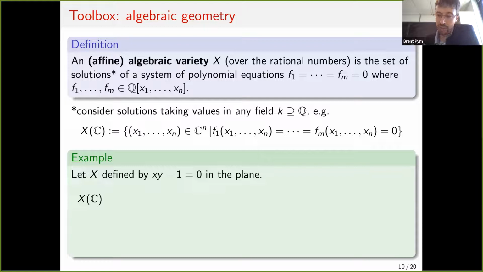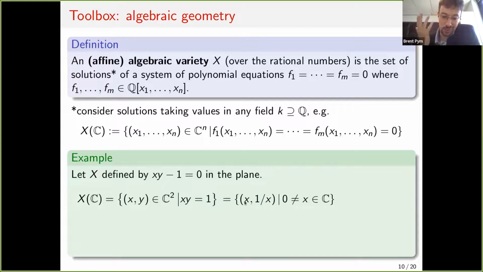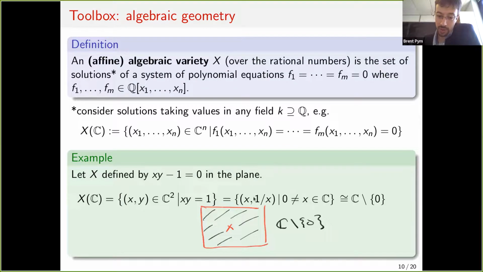What are its complex points? So the definition is that they're the set of pairs x, y of complex numbers such that x times y is equal to 1. Well, as I said, this is the graph of 1 over x. So every pair x, y of this form can be written as x, comma, 1 over x, where x is a non-zero complex number. So at the end of the day, this set is just a copy of the non-zero complex numbers. If I know x, then I know y as well, and conversely.